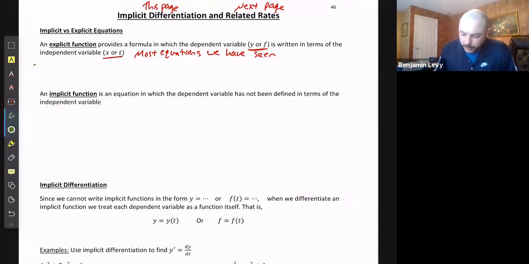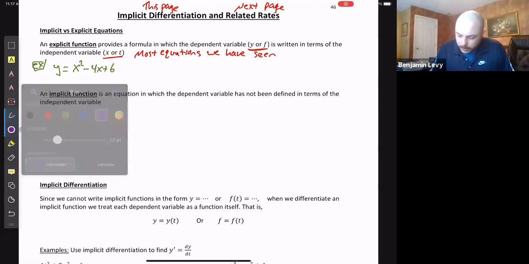Let's do a couple examples here. An explicit polynomial, for example, might be y equals x squared minus 4x plus 6. That's explicit because the dependent variable y is on one side and the independent variable, in this case x, is on the other side. They're not mixed up. They're on either side of the equal sign.